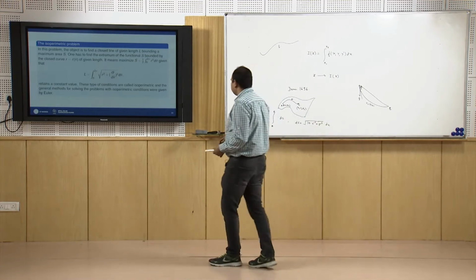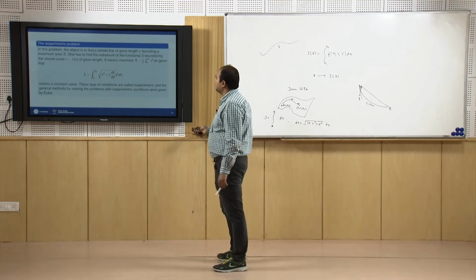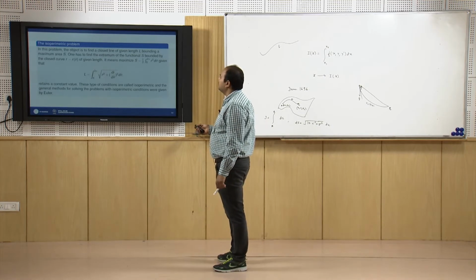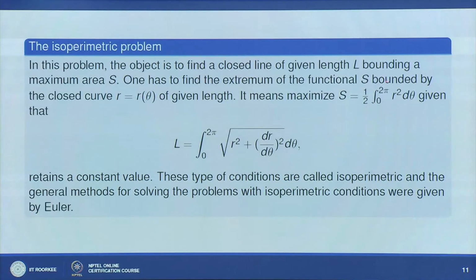So we can say, let me pose this problem in a way that one has to find the extremum of the functional S bounded by the closed curve r equal to r(theta) of given length. It means that we have to extremize the area functional. So this S is basically the area of the region bounded by the curve r equal to r(theta). So here this is the area, 1 by 2 integral from 0 to 2 pi of r square d theta.